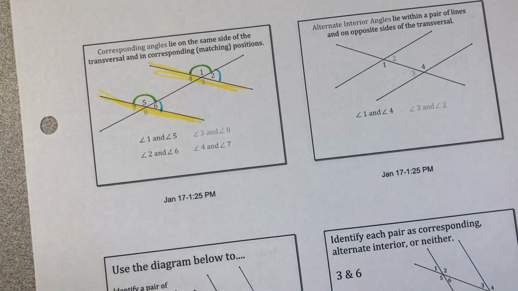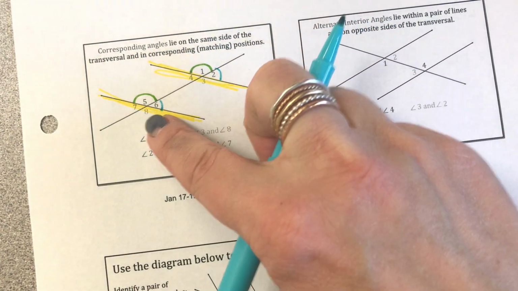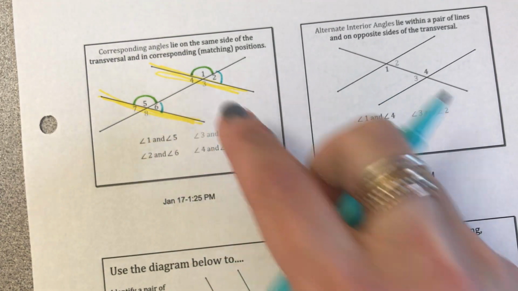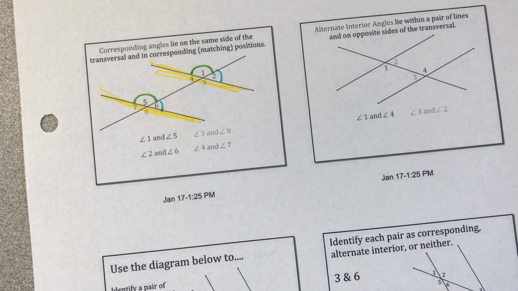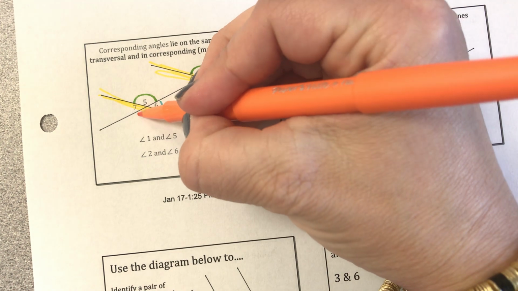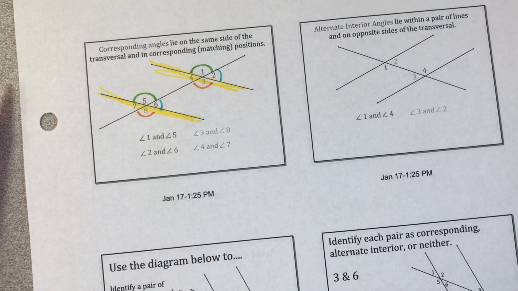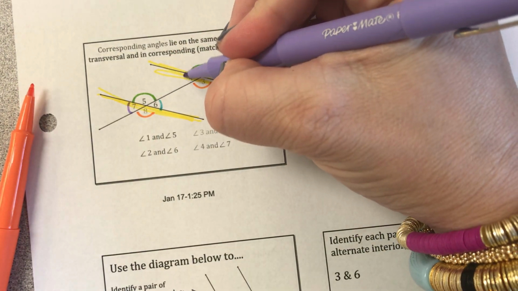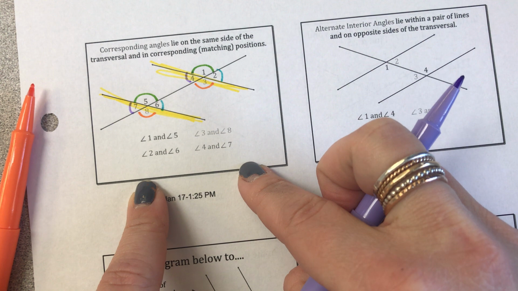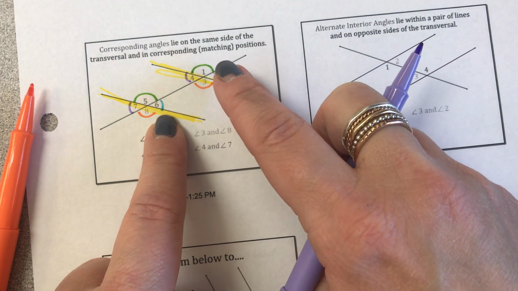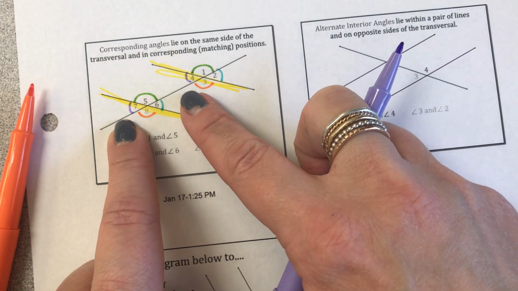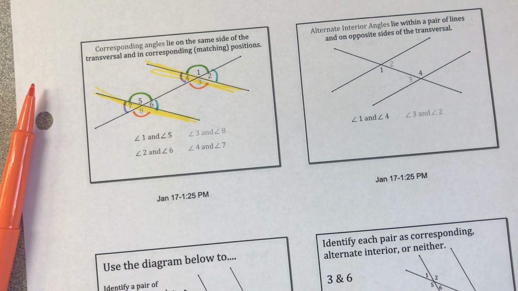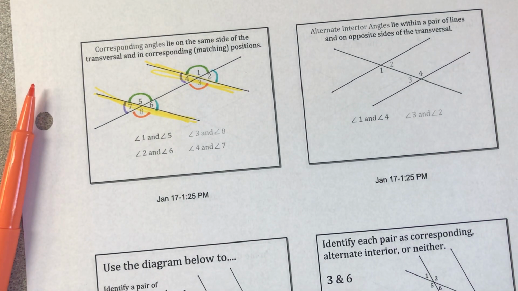If you were to put this set of 4 on top of this set of 4, 6 and 2 would match up. Angle 8 is a perfect match for angle 3. And then angle 7 is a match with angle 4. So that's what's listed out down here: 5 and 1, 6 and 2, 8 and 3, 7 and 4. So those are called corresponding angles.